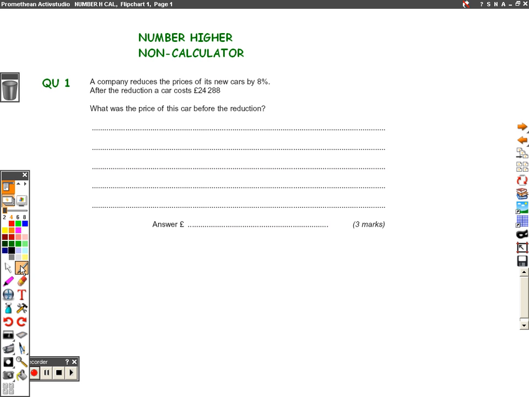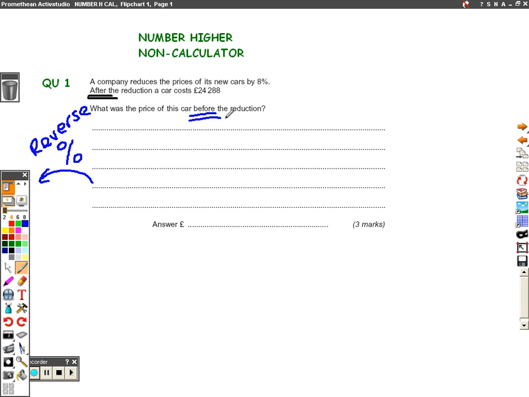Okay, question 1. A company reduces the price of its cars by 8%. After the reduction, a car costs. Now, you need to look out for these keywords, after. That means the reduction has already happened, so this is a reverse percentage. In other words, you're going back in time. What was the price of the car before the reduction? So again, there's another clue that you want to go back in time.